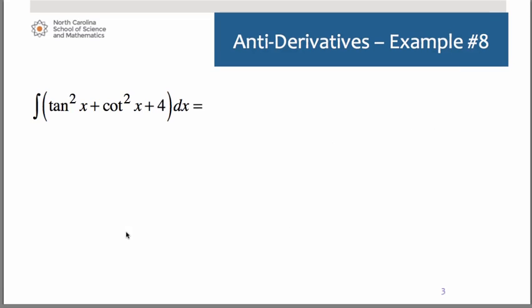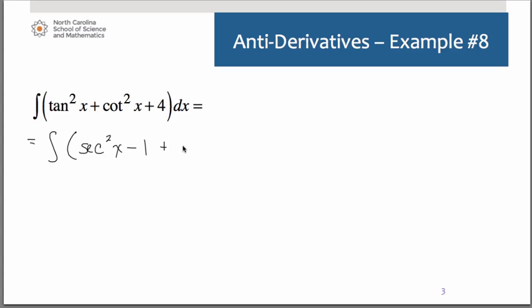Here we have antiderivative of tangent squared of x plus cotangent squared of x plus 4. Well, we do not have any rules for the antiderivative of tangent squared or cotangent squared. So this is a case in which we're going to have to use our Pythagorean identities in order to write it first. Tangent squared is equal to secant squared of x minus 1. Cotangent squared is equal to cosecant squared of x minus 1. And then we have the plus 4.